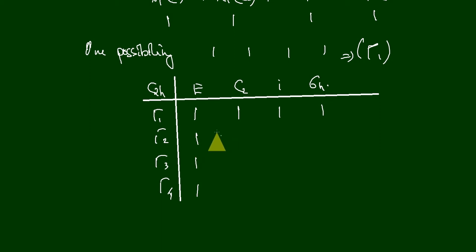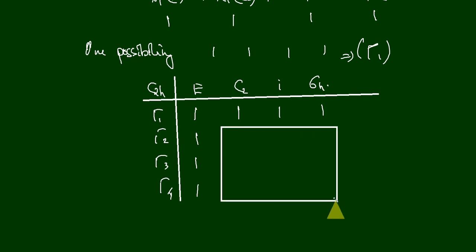Now, what are the other possibilities for these characters? We have to fill the elements in this part, right? So we have to fill the element here, here, here, here, here, here, here, here, here. So 9 elements we have to fill.